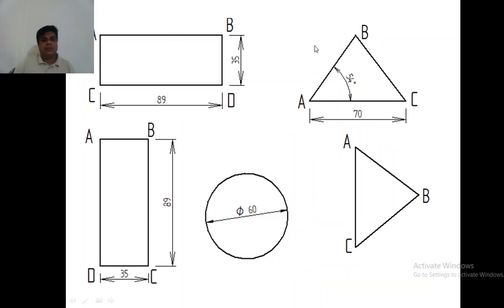So here you will see how to draw the different planes. One example I have taken is a rectangle here. So this is how you will be drawing a rectangle, and whenever you draw a rectangle, you should name the corners. So this is corner A, corner B, corner C and corner D. You name it clockwise or anti-clockwise. So it is A, B, C, D.